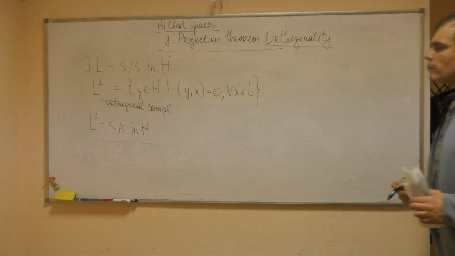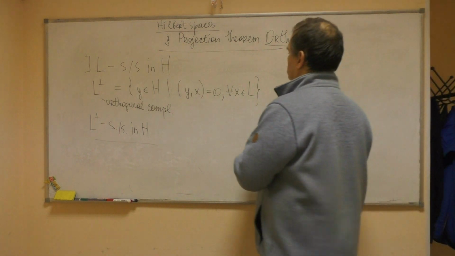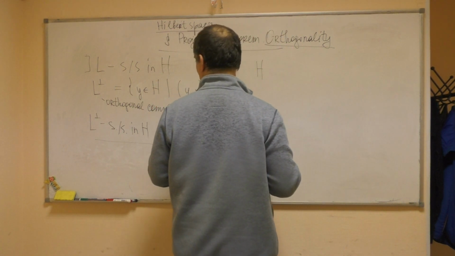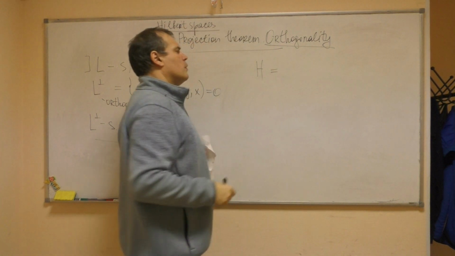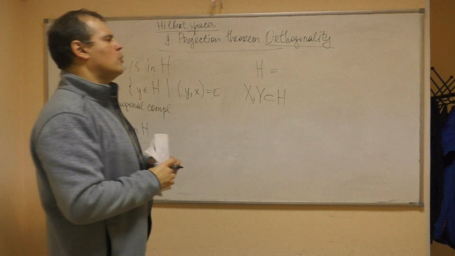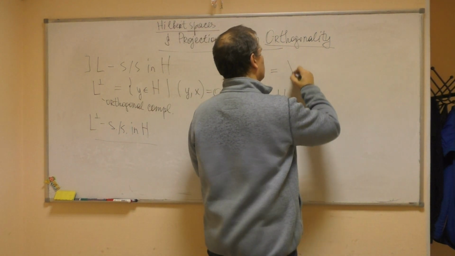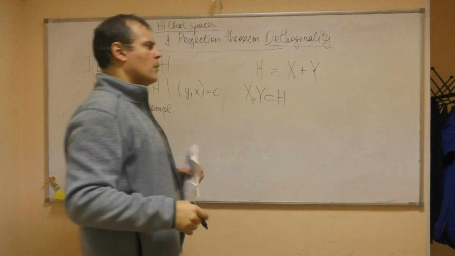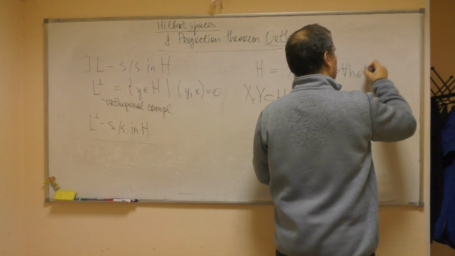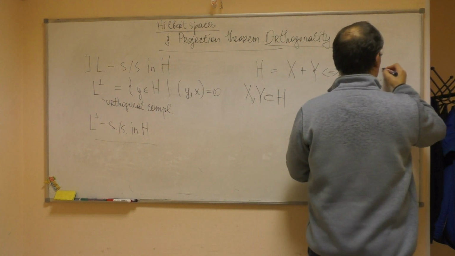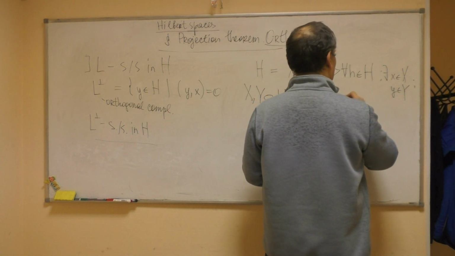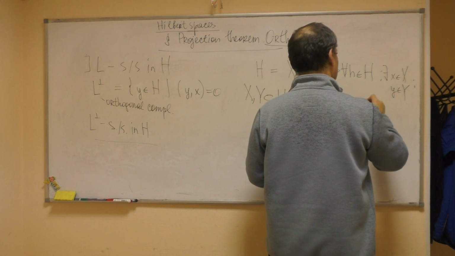So, and two more definitions. We say that, for our space H, X and Y are two subsets of H. We say that H is decomposed into the sum of X plus Y and write this if for each h from our Hilbert space there exist x from X and y from Y such that h is the sum of x and y.